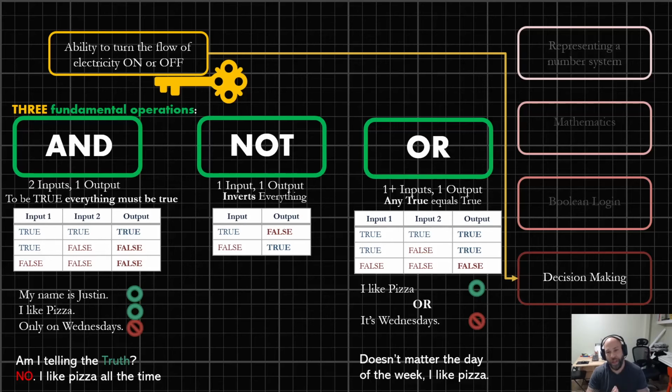And those are the three fundamental operations that I want you to know for Boolean logic. AND: everything must be true. NOT: no matter what you say, I'm going to do the exact opposite. And OR: if there's any shred of truth in the scenario, I will take it. It will output a true. Okay.